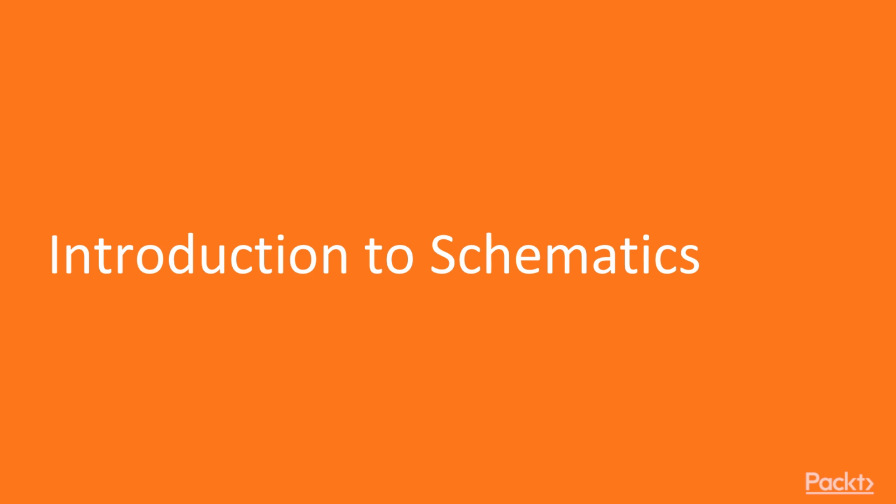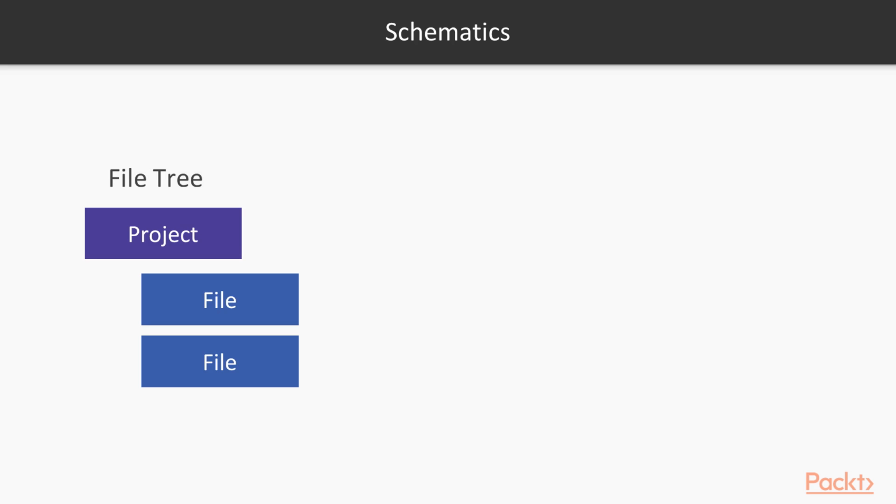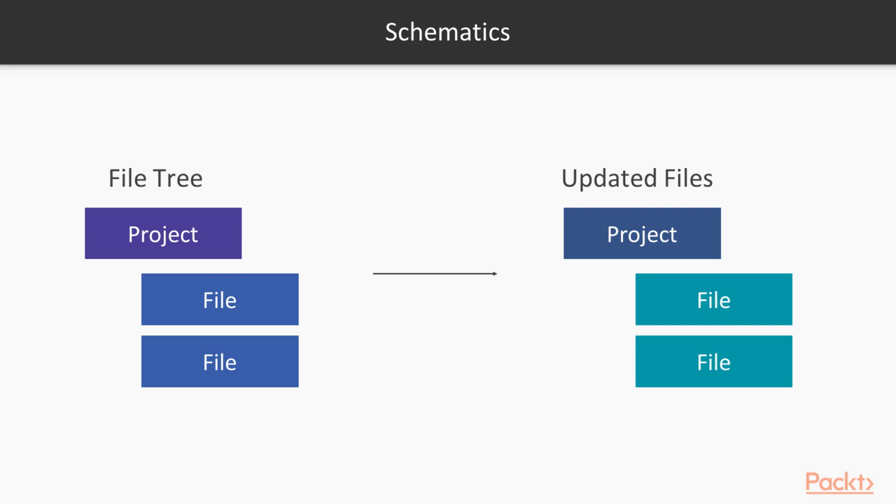Introduction to Schematics. Angular CLI's code generation is powered by small utilities called schematics. These schematics take your current project's file tree and transform it in different ways. Angular CLI workspaces include a collection of schematics that power app scaffolding using ng new and feature generation using ng generate. Let's take a look at them.